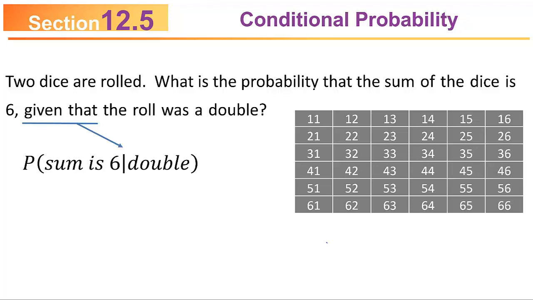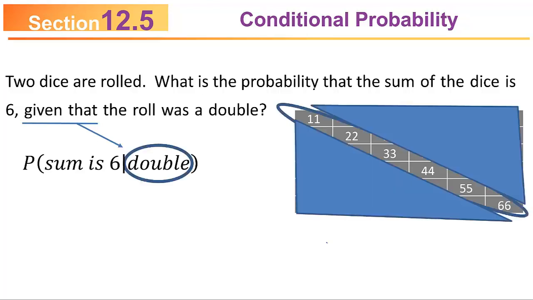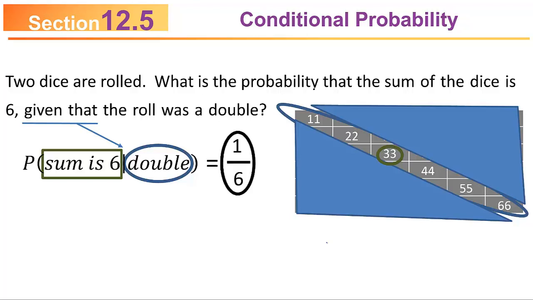Well, if we know the roll is a double, we know that's already occurred, so we can get rid of everything but the doubles. The doubles are 1,1, 2,2, 3,3, 4,4, 5,5, 6,6. So all of a sudden that 36-member sample space reduced down to 6 because we know that it was a double. So we'll be dividing by 6. Out of those remaining 6 choices, only one has a sum of 6, and that's 3,3. 3 plus 3 is 6, so the probability is 1 out of 6, or 1/6.